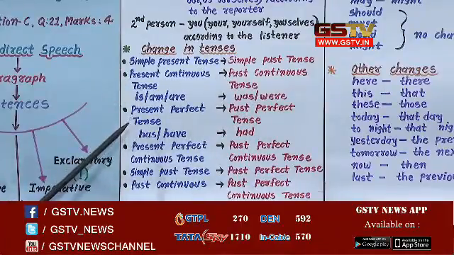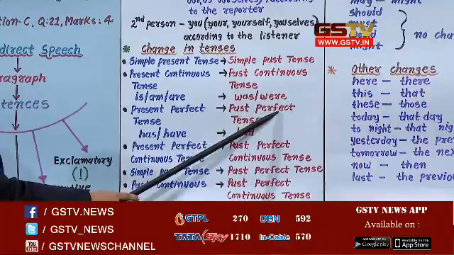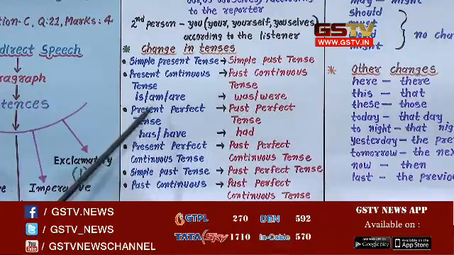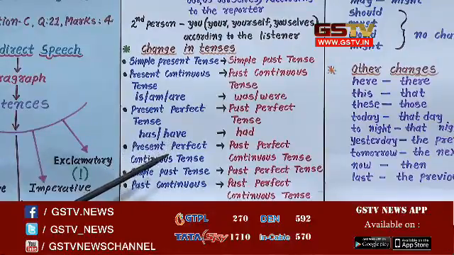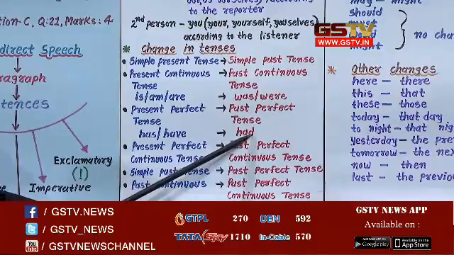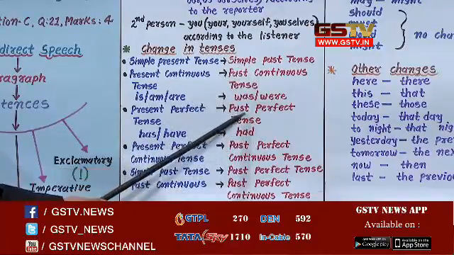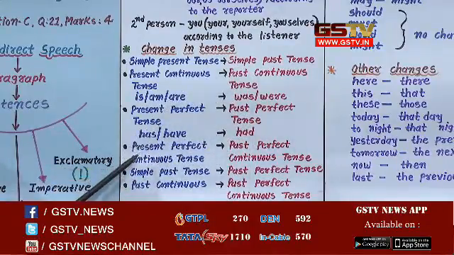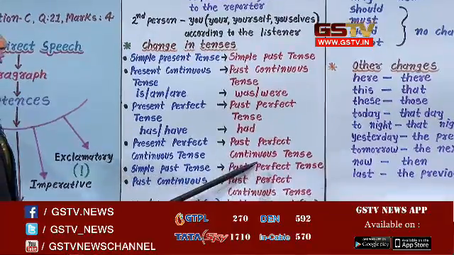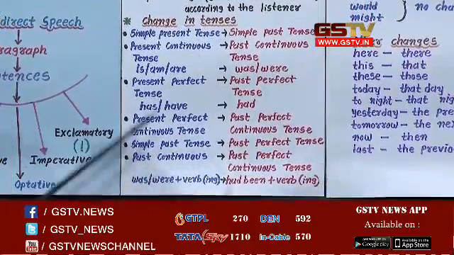Then comes present perfect tense. If present perfect tense is there, then it will be converted into past perfect. You can see that in present perfect comes has or have according to the pronoun or subject, and then it is converted into had in past perfect tense. Then comes simple past tense. If simple past tense is there, then it will be converted into past perfect tense.